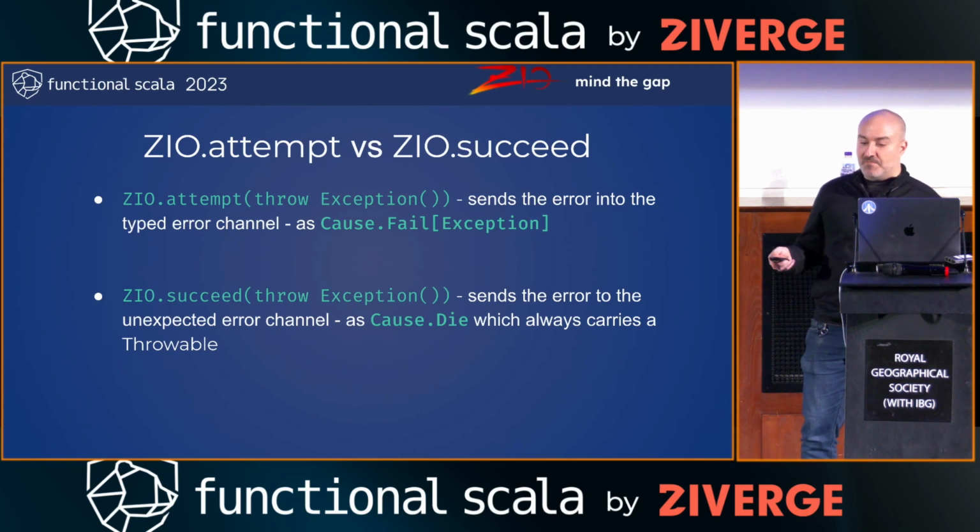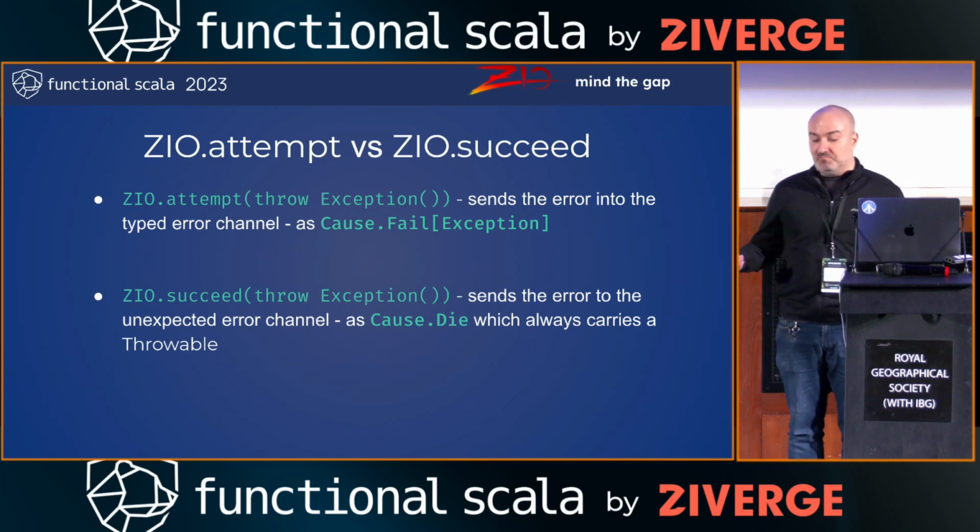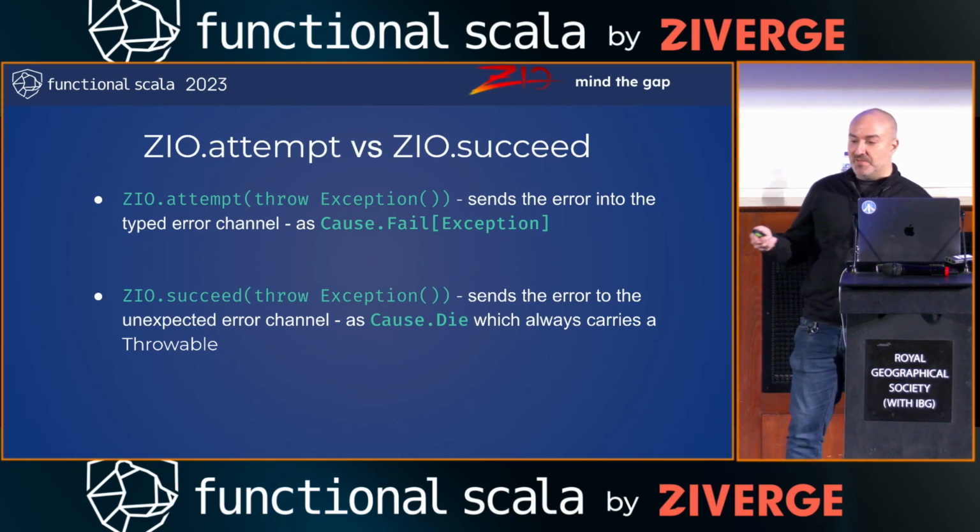So this is summarizing this. Attempt will fail with the cause fail, and succeed if it does fail unexpectedly. It will be a die case, or defect, as it is also called in the documentation.